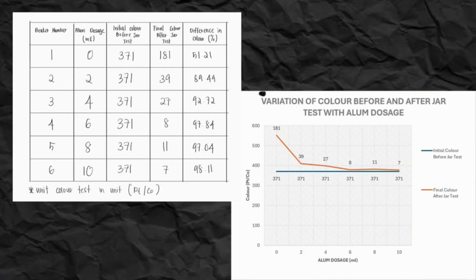Based on the color test result, the initial color of all samples was 371 platinum cobalt. As the alum dosage is increased, the final color decreased significantly, showing that alum effectively removed color from the water through the coagulation and flocculation process. Without alum, the removal efficiency was only 51.21%. The highest color removal was achieved at 10 ml of alum with 98.11% efficiency and a final color of 7 platinum cobalt. However, 6 ml can be considered the optimum dosage because it achieved 97.84% removal with almost the same performance while using less chemical, making the treatment more economical and efficient.